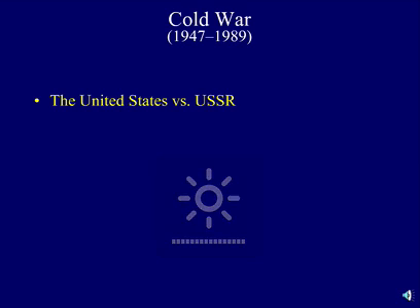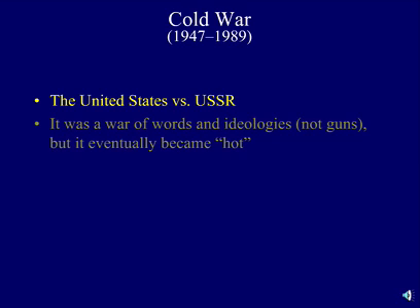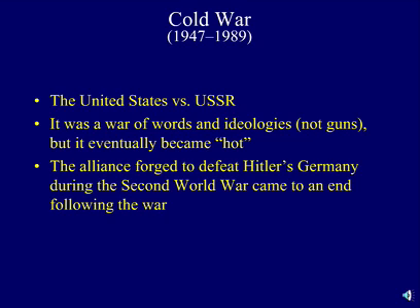The time period associated with the Cold War is from 1947 to 1989, and it primarily involved the United States and its allies versus the Soviet Union and its allies. The reason why it's called a Cold War is that for the most part it was a war of words, a war of ideologies, rather than guns. However, at times it did become hot, so to speak. Essentially, the alliance between the Americans and the Soviets was only a temporary one. Once that common enemy of Germany was gone, the alliance became a thing of the past.